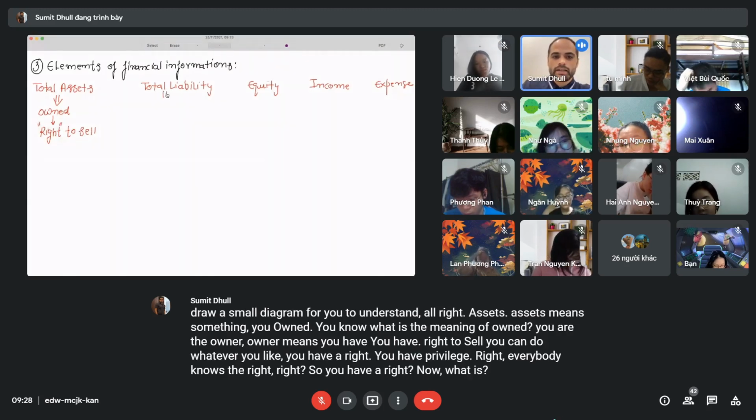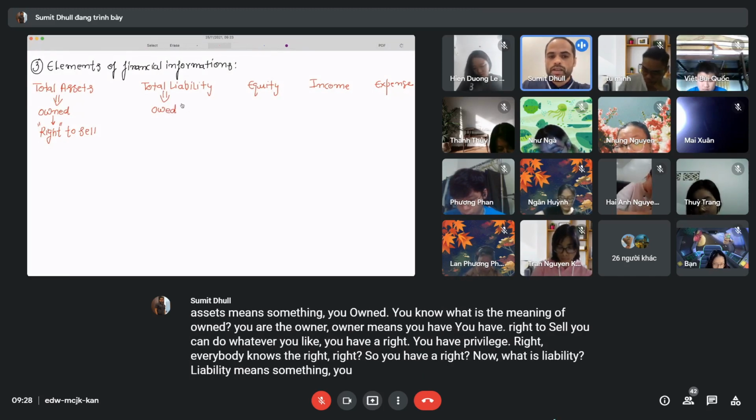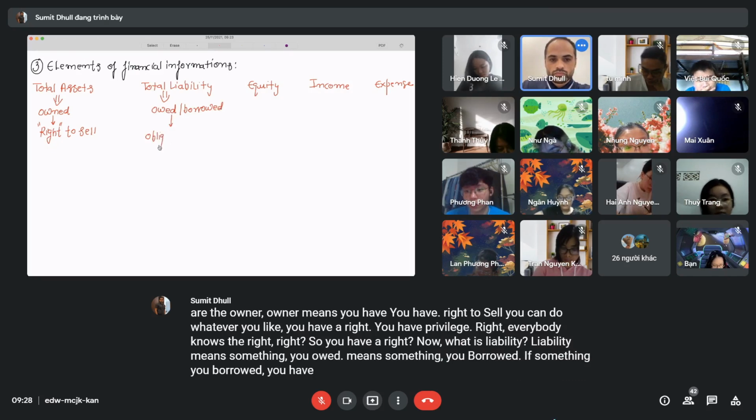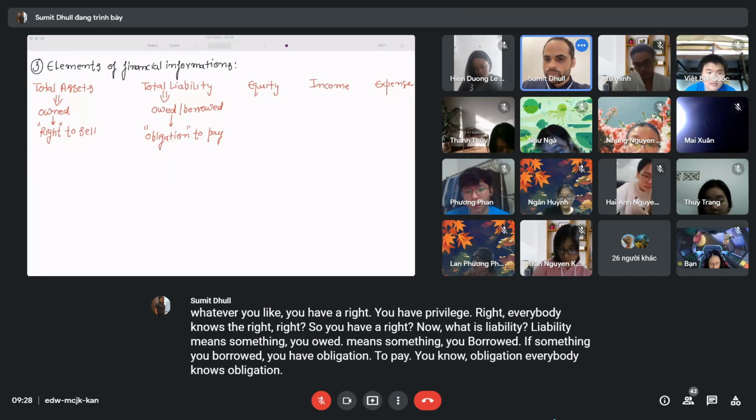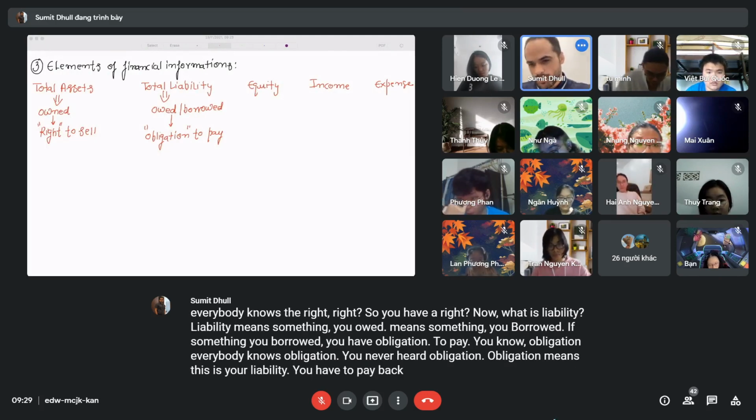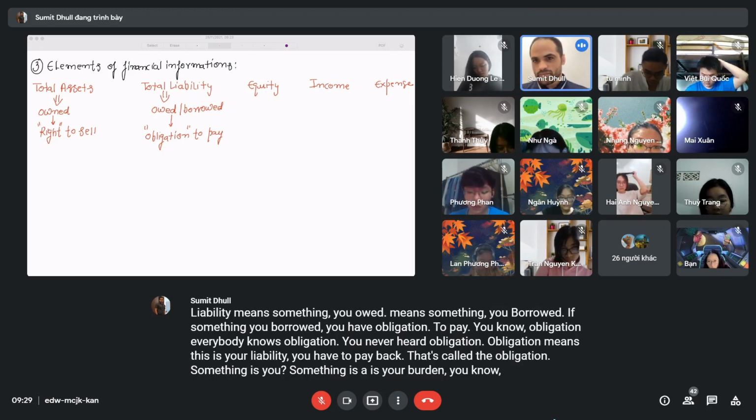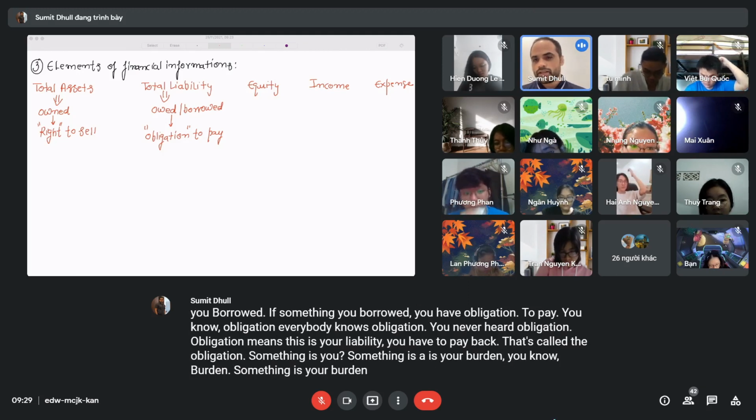Now, what is liability? Liability means something you owed. Owed means something you borrowed. If you borrowed something, you have an obligation to pay. You know obligation? Obligation means this is your liability. You have to pay back. That's called the obligation. Something is your burden. You know burden? Something is your burden. I think you have to pay back.